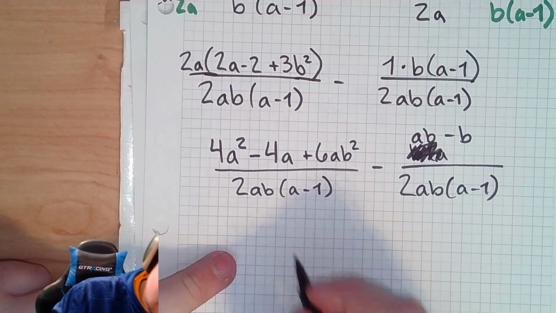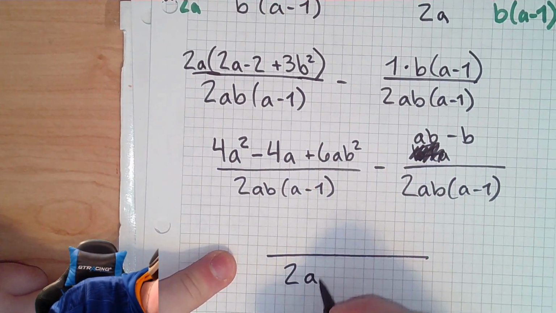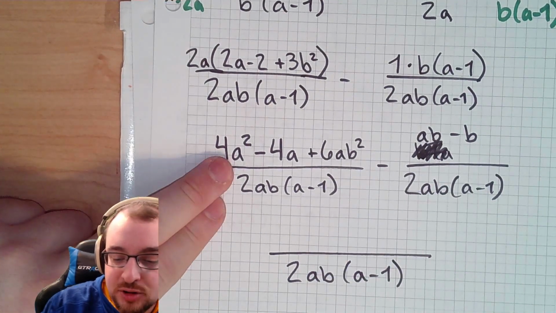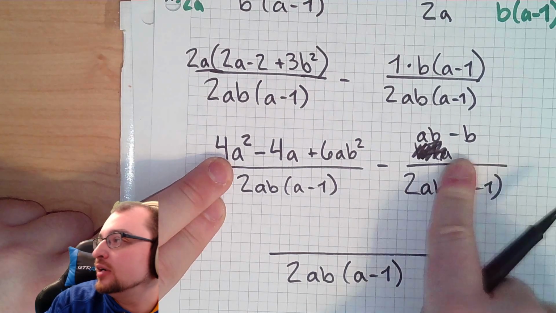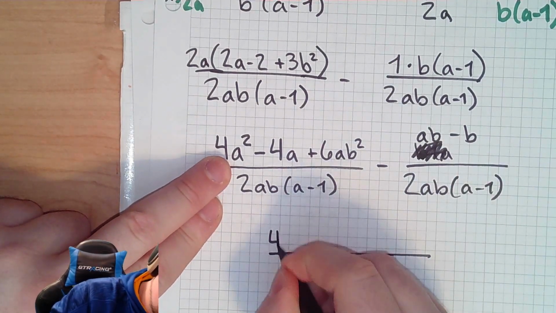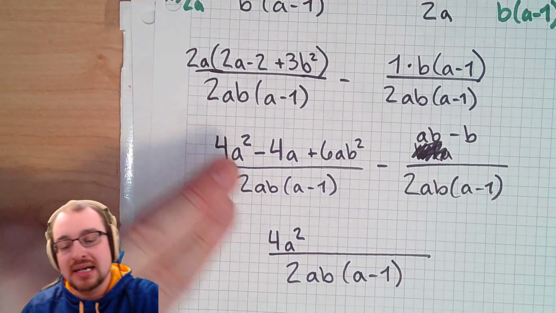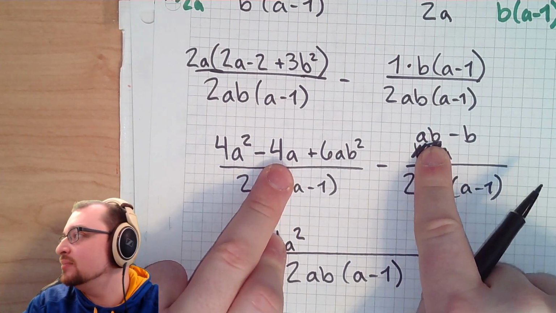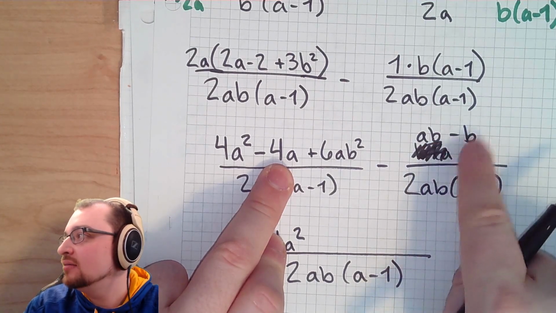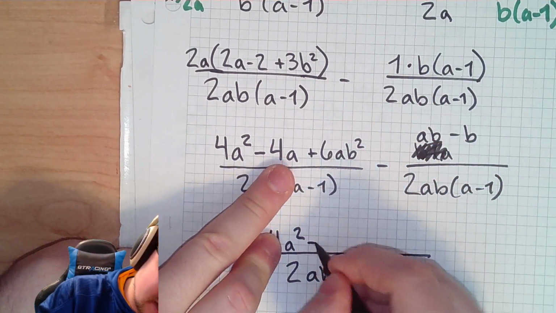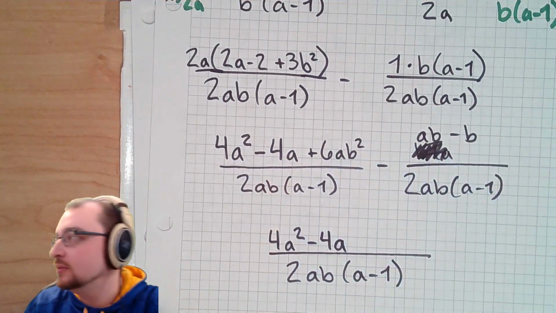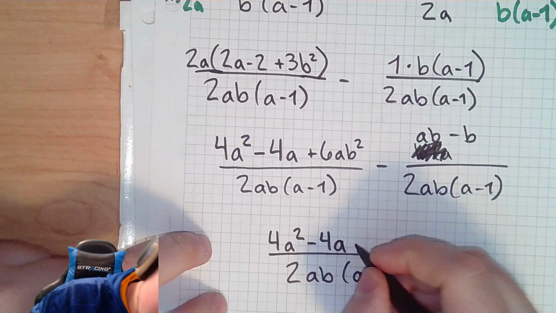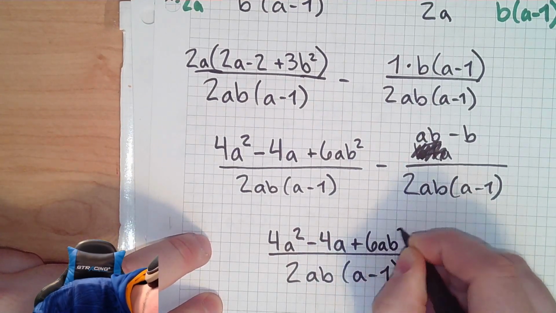Let's subtract them. Let's see what combines. 2ab times a minus 1 on the bottom. 4a squared minus this stuff. We don't have any a squareds here, right? So I just got 4a squared. Negative 4a minus ab. Well, that's an ab, not an a, so I can't combine those. Minus a minus b. Well, I can't subtract b from 4a, so it looks like I just got minus 4a. Cool. Then I got 6ab squared. I don't have any ab squareds over here either. So it looks like I just have 6ab squareds.